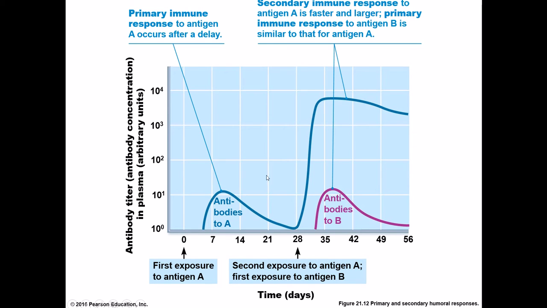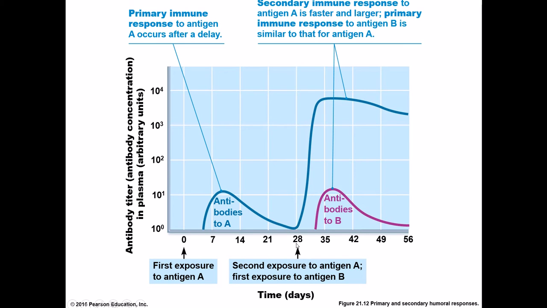So let's look at what these immune responses look like. Here's the primary immune response, and you can see here's your first exposure to the antigen, and it takes not quite a week before we're really starting to get the production of antibodies for that particular antigen. And you can see it peaks at about 10 days, when we're getting the highest amount of antibodies to fight against a particular antigen.